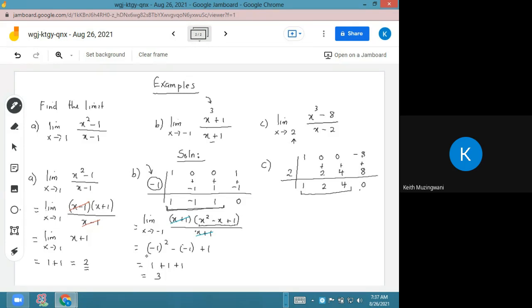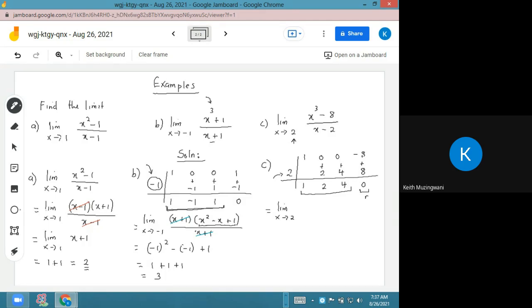And this 0, we called it the remainder, is it? So I have a remainder and a quotient. And the divisor is this number that you have used here. So now we will write the limit as x goes to 2.